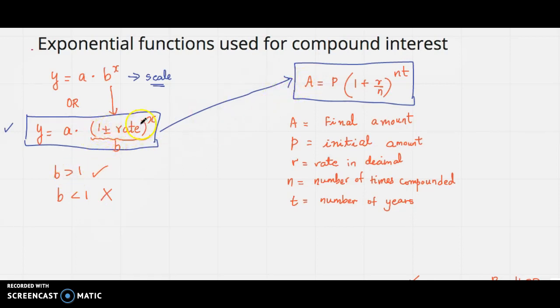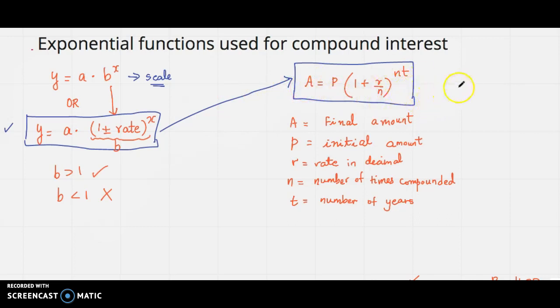So 1 plus rate will be a number greater than 1. B will be a number greater than 1 all the time because we're adding 1 plus the rate to get the b. So this second formula is what we are using in this whole section. We can connect the second formula to a new compound interest formula here. It's basically the same formula, we're just using different letters to denote the new terms in compound interest.